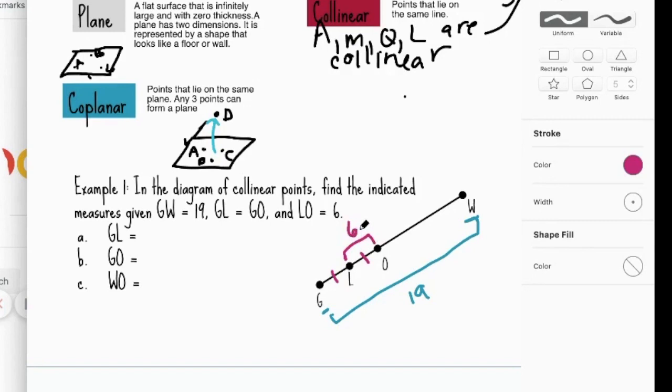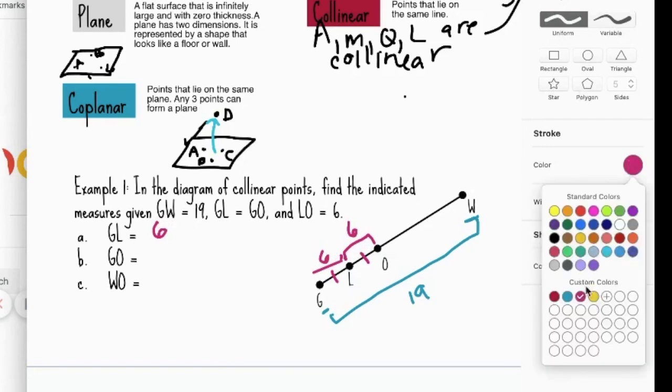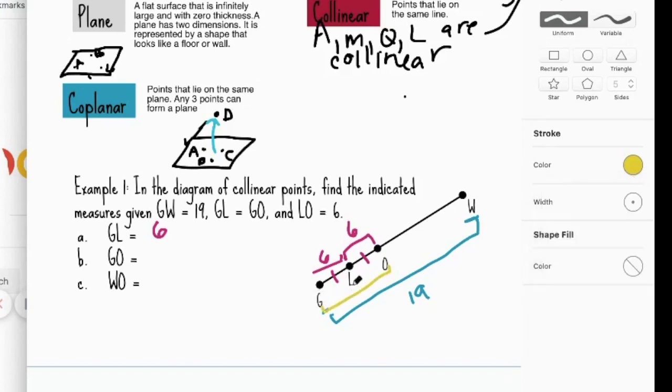So the first measure they want us to find is GL. So GL is right here. And because we saw that it's the same as LO, it must also be 6. The next one that they want us to find is GO. So I want to find point G and O. So here is G, here is O. Well, that full distance, if I add them together, must be 12.